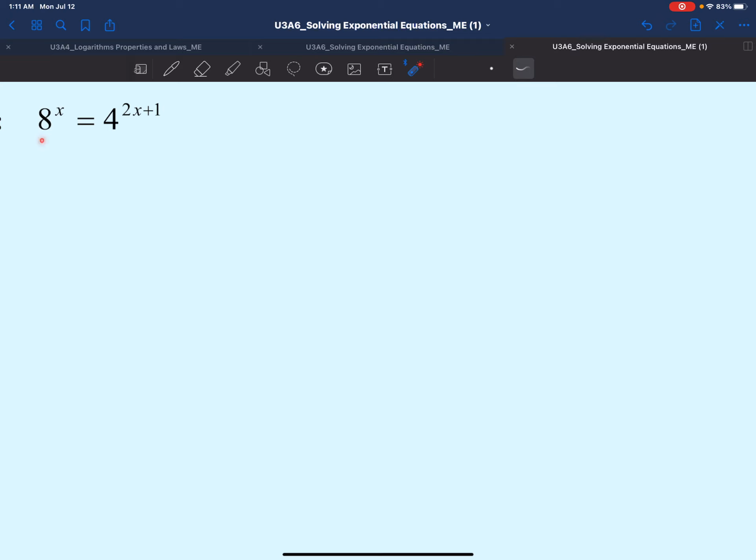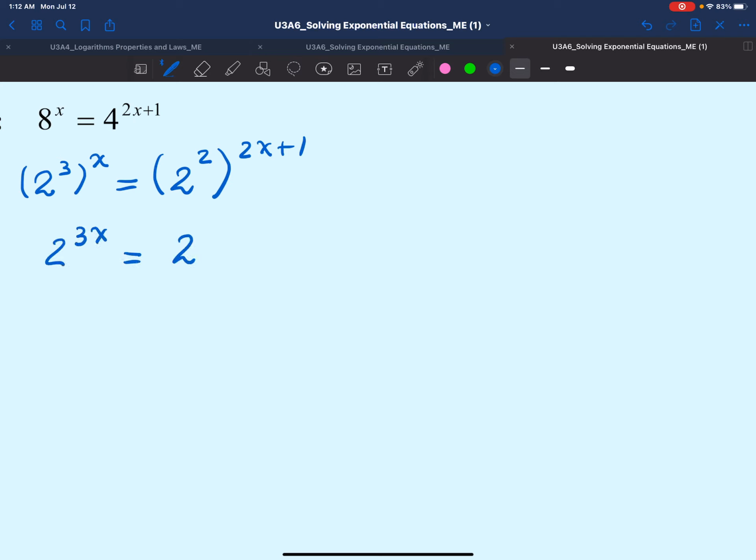So number 8 can be written as an exponential with base 2. 2 to the power 3 equals 8, and we still have power x. Number 4 can also be expressed with a base 2. So 2 squared to the power of 2x plus 1. Apply the power law. We'll have 2 to the power 3x equals 2 to the power of 2 times 2x plus 1. Simplify. 2 to the power of 4x plus 2.